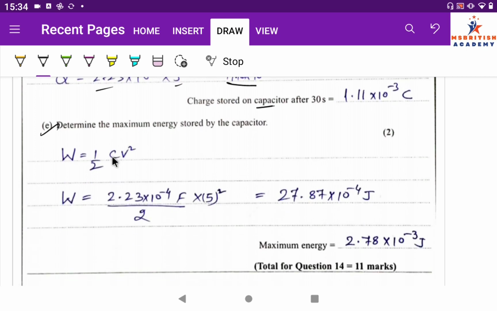Now part e: determine the maximum energy stored by the capacitor. The maximum energy stored is equal to half CV squared. So half, the value of C is 2.23 into 10 raised to minus 4 farads, multiplied by 5 whole squared. After calculation we got the maximum energy stored by the capacitor as 27.87 into 10 raised to minus 4 joules.